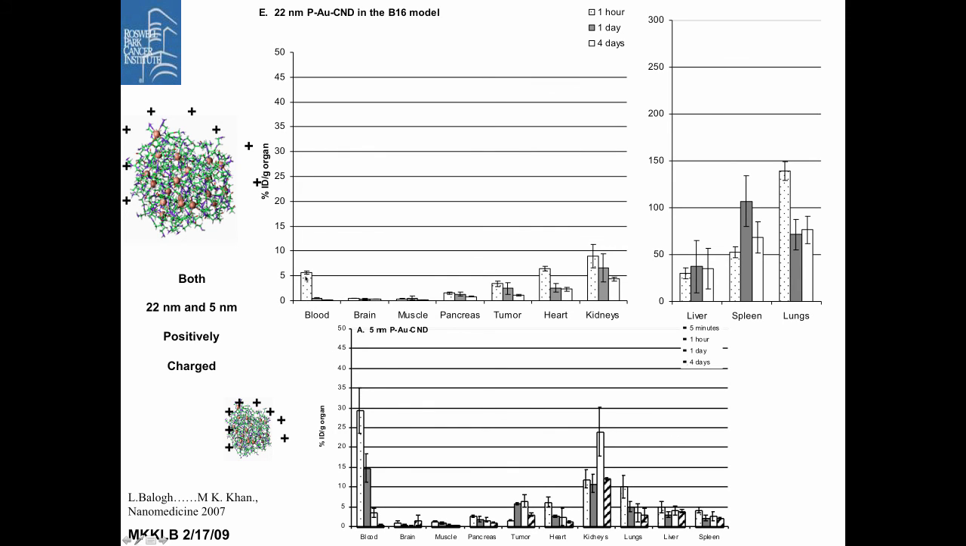Here's the 22 nanometer, so it doesn't really stay in the blood that well. It goes mostly, almost immediately, to the spleen and the lungs and the liver.